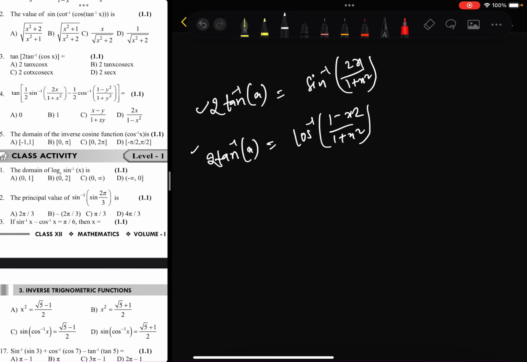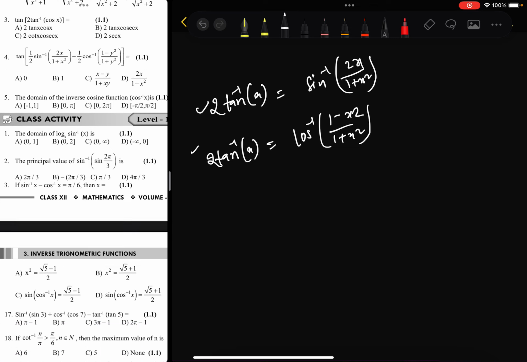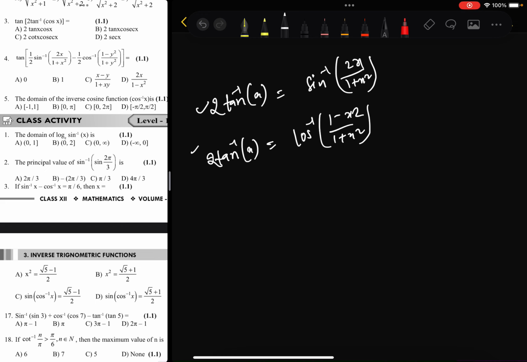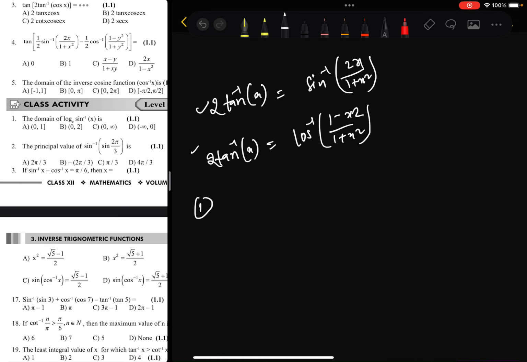For question number 5 also, it is just based on concept. It is asking for the domain, that is -1 to 1, right? So again, the first question from this level 1. The question is: find the domain of log of sine inverse x, right?